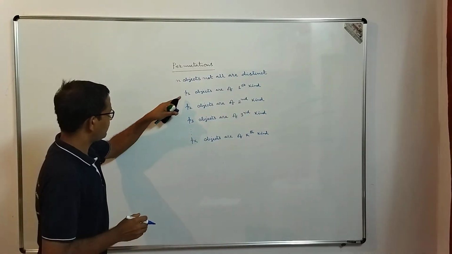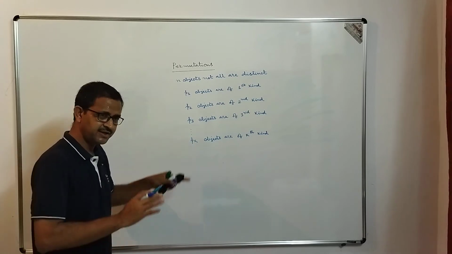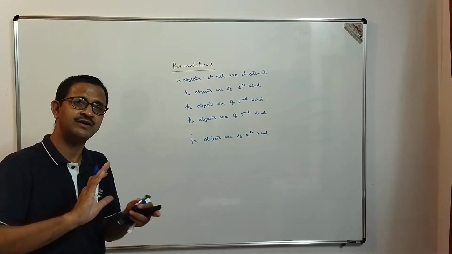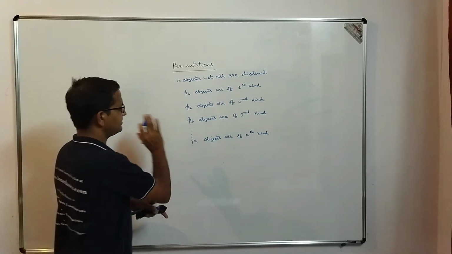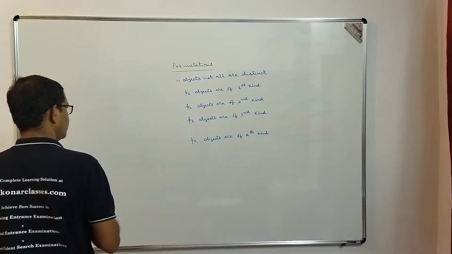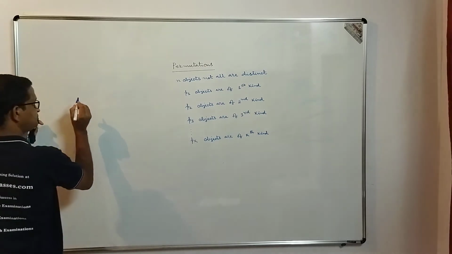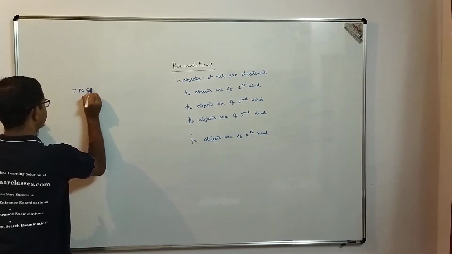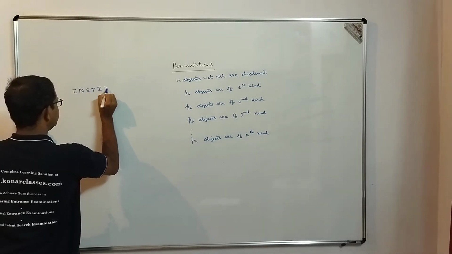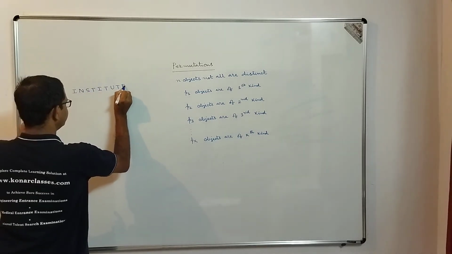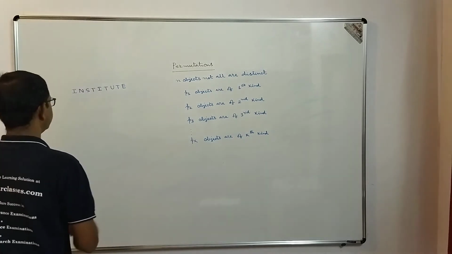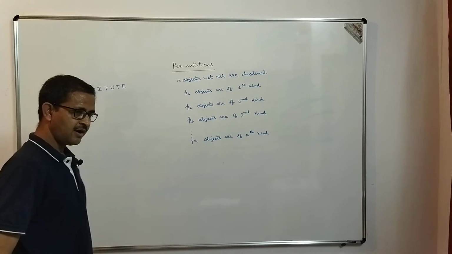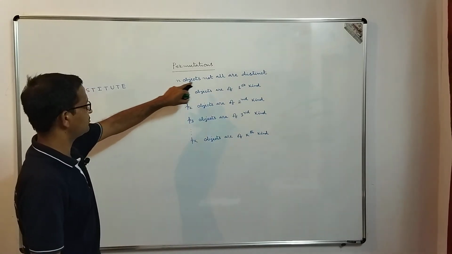And if, apart from P1, P2, P3 up to Pk, any other objects remain, those are all distinct. Let us understand by means of an example. Let's take a word called INSTITUTE, I-N-S-T-I-T-U-T-E. How many letters are there? 1, 2, 3, 4, 5, 6, 7, 8, 9. So that means in these objects not all are distinct.